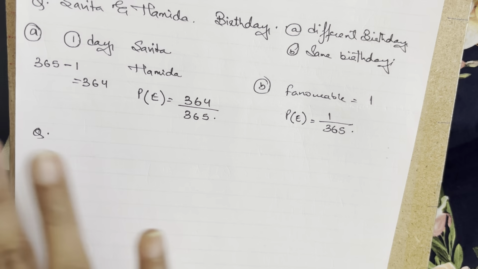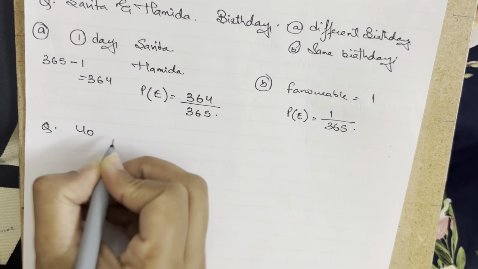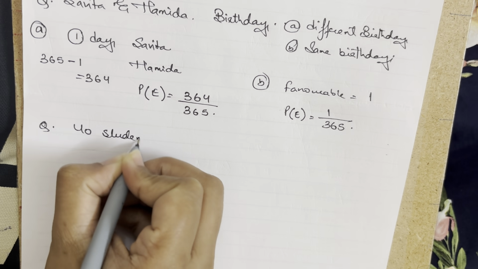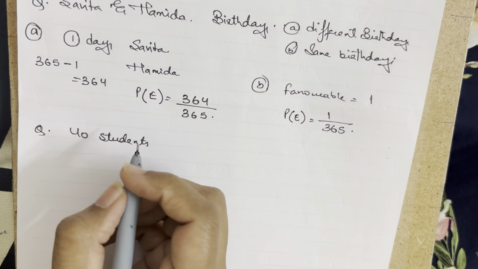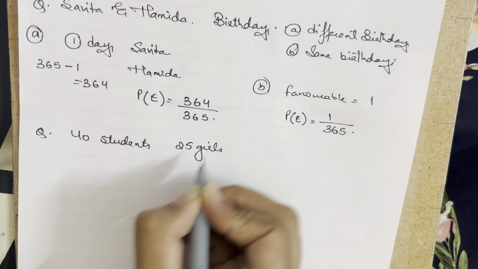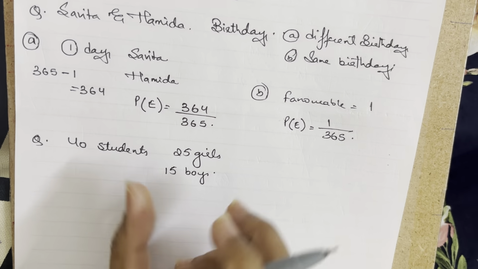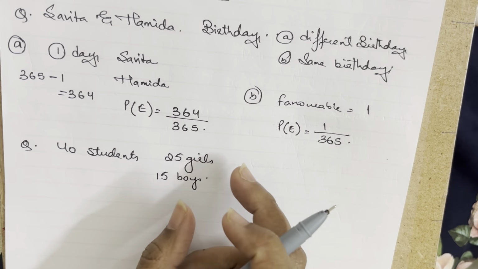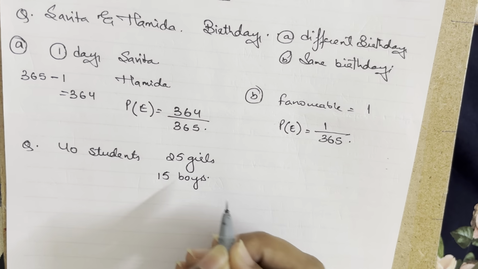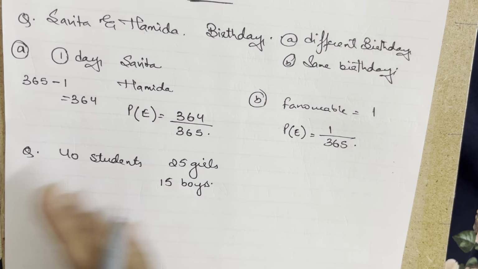Okay, the next question is the 7th example question, which talks about 40 students in a class, and this is about the 10th class exams. There are 40 students of class 10, out of which 25 are girls and 15 are boys. I want you to pause the video, go back to the textbook, read the question, and then come back, or else keep your textbook in front of you so that you can read the question as I'm doing it.